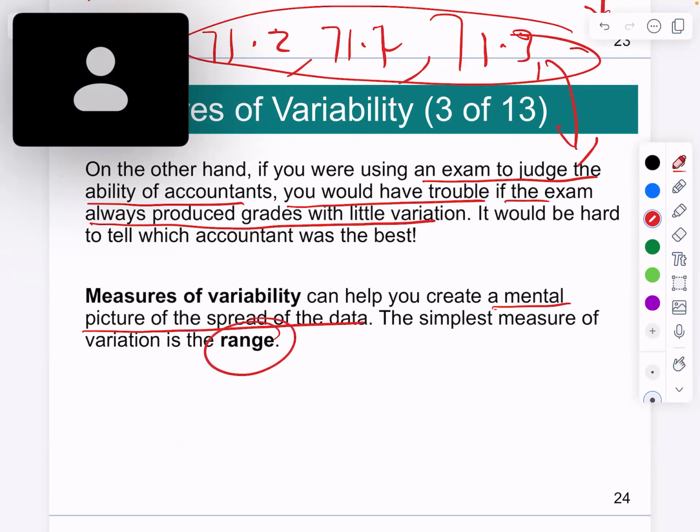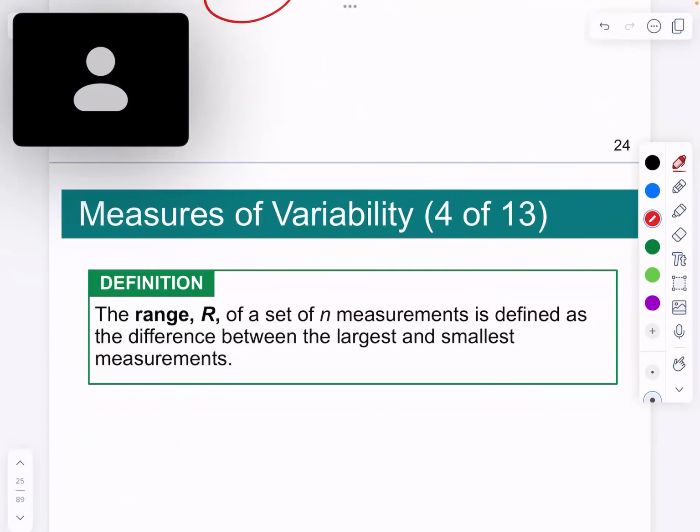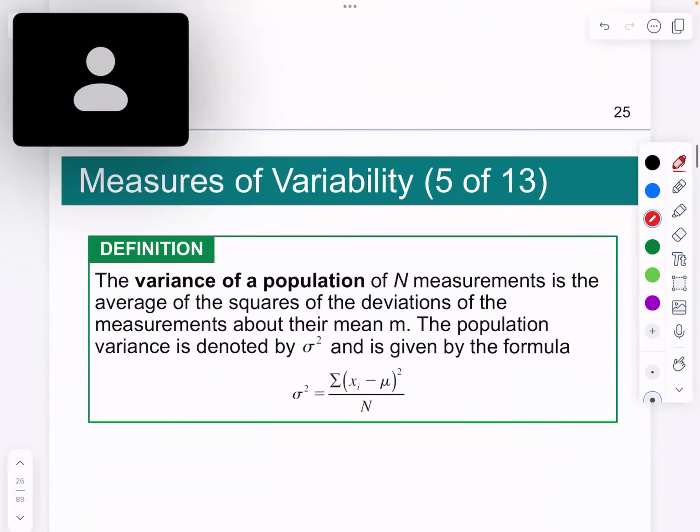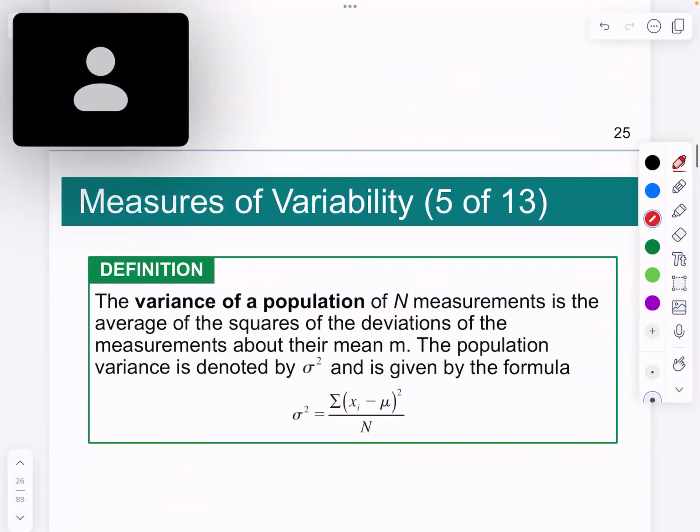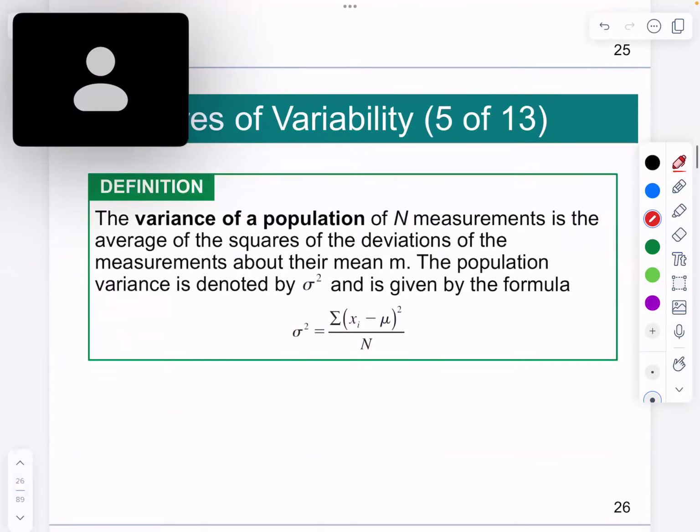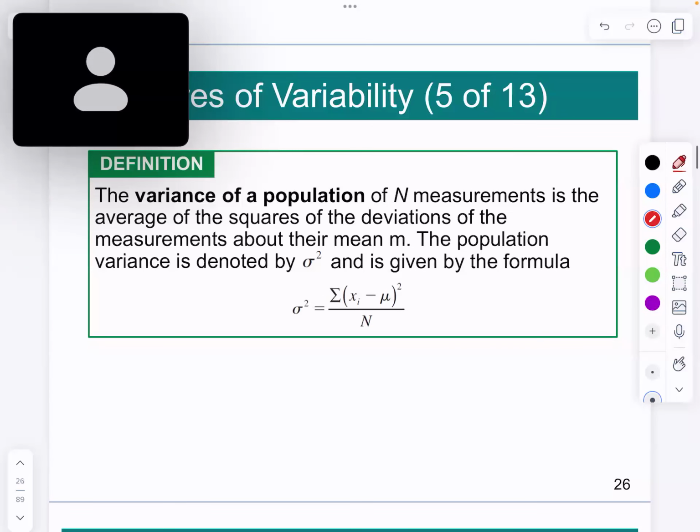And the simplest one is range, which I've just done. Range is what? Largest minus smallest. And then we have variation of a population. Now, remember, population set is like a whole. Now, there is what is called variance. Sorry, not variance of population.